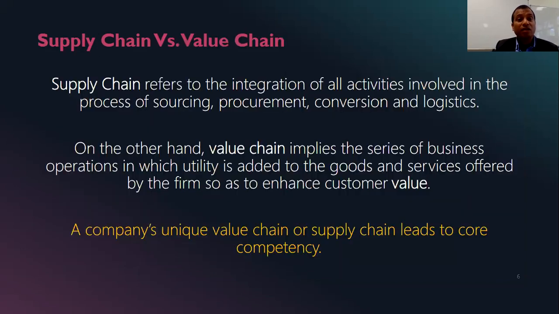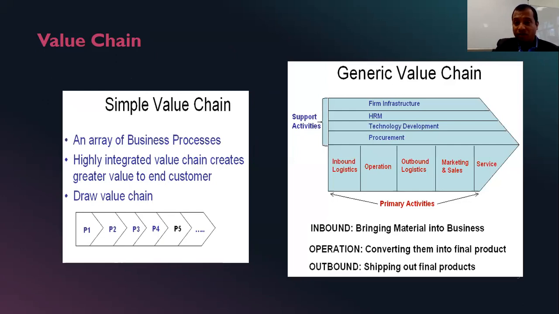So once you understood the value chain, many times in marketing they use the term supply chain or supply chain management. What is the definition of that? The supply chain refers to the integration of all the activities involved in the process of sourcing, procurement, conversion, and logistics. So you see here, the first three primary activities together are mostly the part of supply chain. So supply chain includes the inbound logistics, operation, and outbound logistics. The combination of these three activities, or the activities related to these three business processes, are known as supply chain.